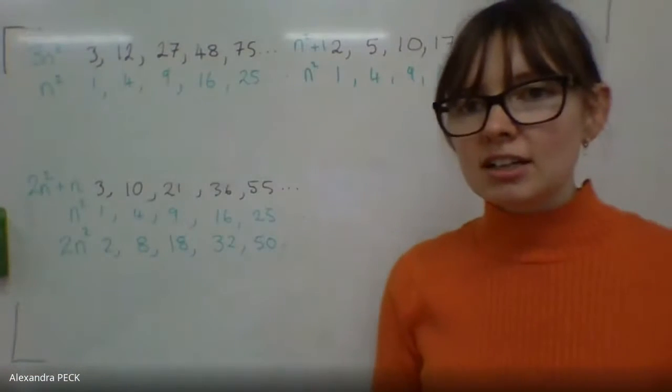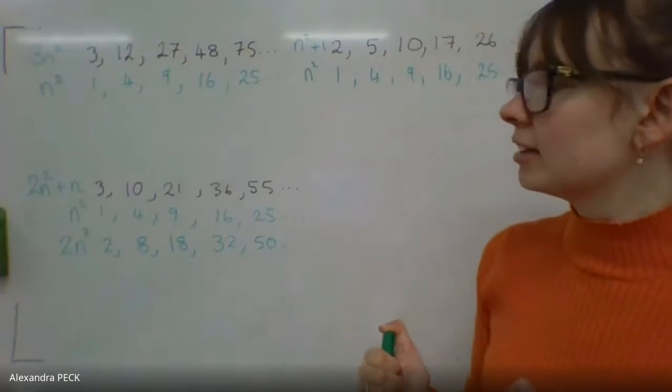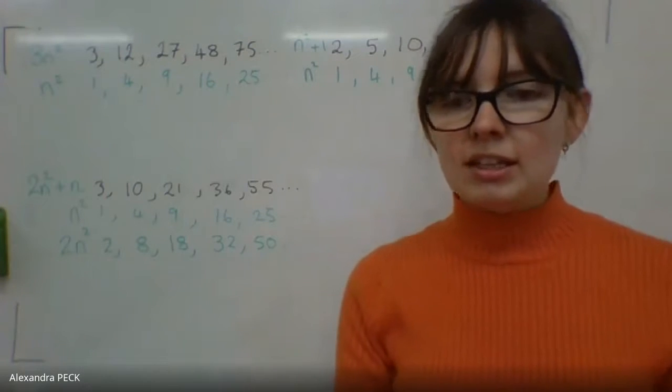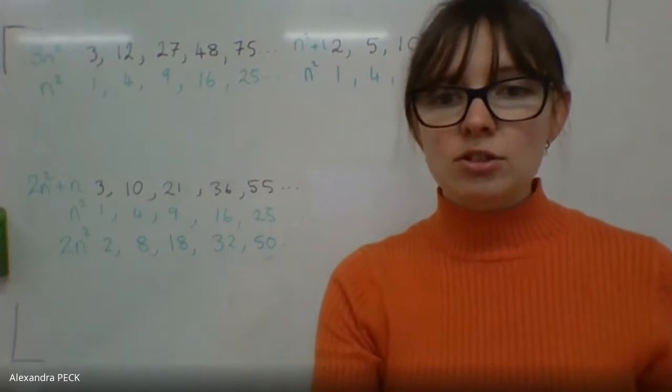So I'm really using a trial and error, trial and improvement method here, just playing around with the sequence n squared and comparing it to the sequence whose nth term I want to find.